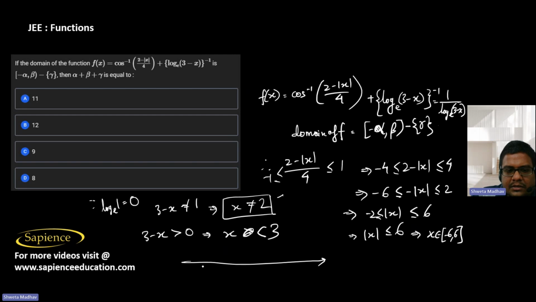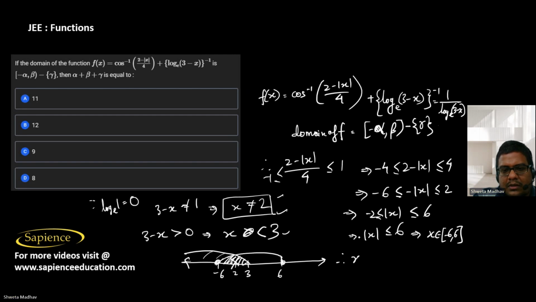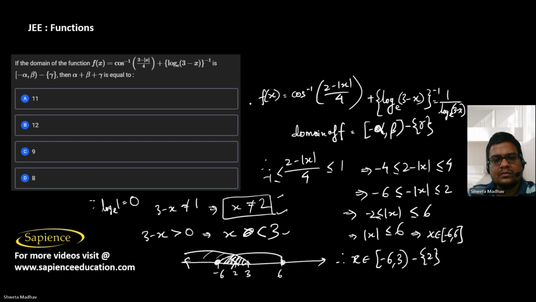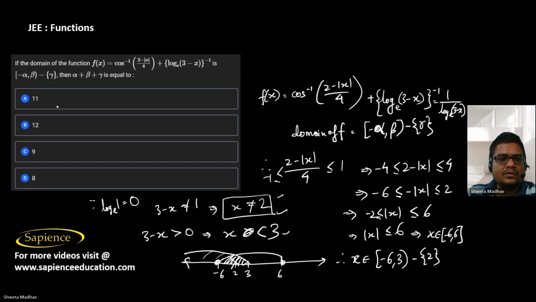So therefore we have to take the intersection of all these three sets. One is from minus 6 to 6, one is not equal to 2, and this is less than 3. So only this part is coming as common except 2. So therefore the domain of f is x belongs to minus 6 to 3 minus 2. So alpha is 6, beta is 3, and gamma is 2. So alpha plus beta plus gamma will be equal to 6 plus 3 plus 2, that is equal to 11. So option A is the correct answer.